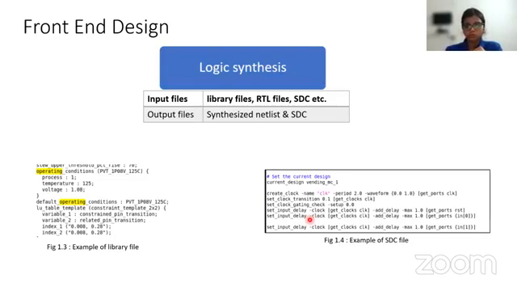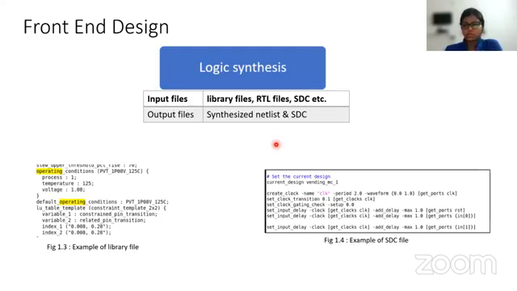And as an output from logic synthesis, we will get a synthesized netlist and a written out SDC. So what is synthesis basically doing? Synthesis is taking our RTL code and converting it to a gate level design where the gates are being picked from the library files. Along with it, we'll also be doing our timing, area, and power analysis to make sure that my design is meeting all the criteria that we have listed. Okay. So that's all about logic synthesis.